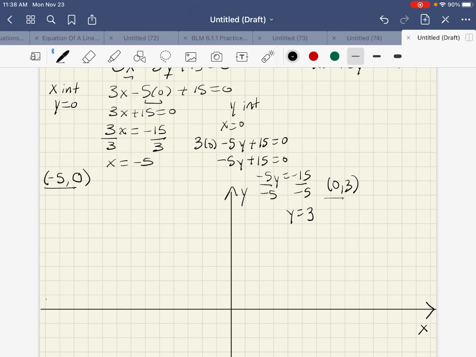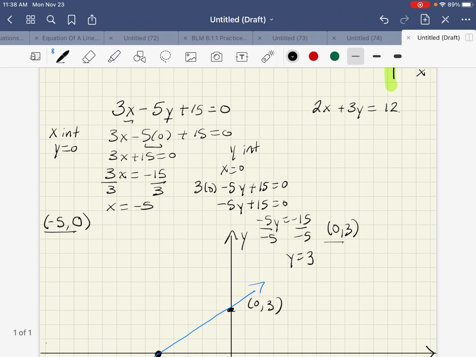So I'm going to plot -5, 0, 1, 2, 3, 4, 5. It's going to be right there. And 0, 3, 1, 2, 3. And there you go. Now I can connect those two. And there's my line.